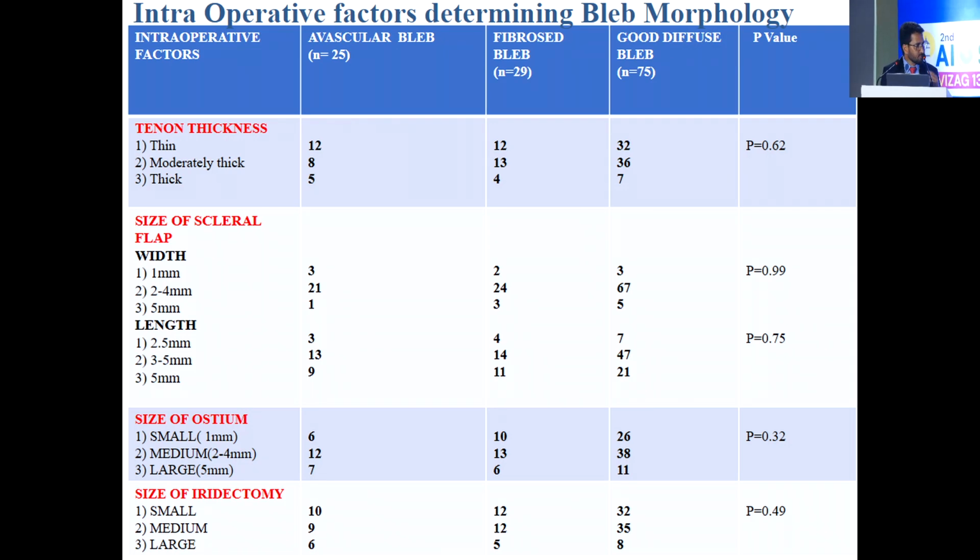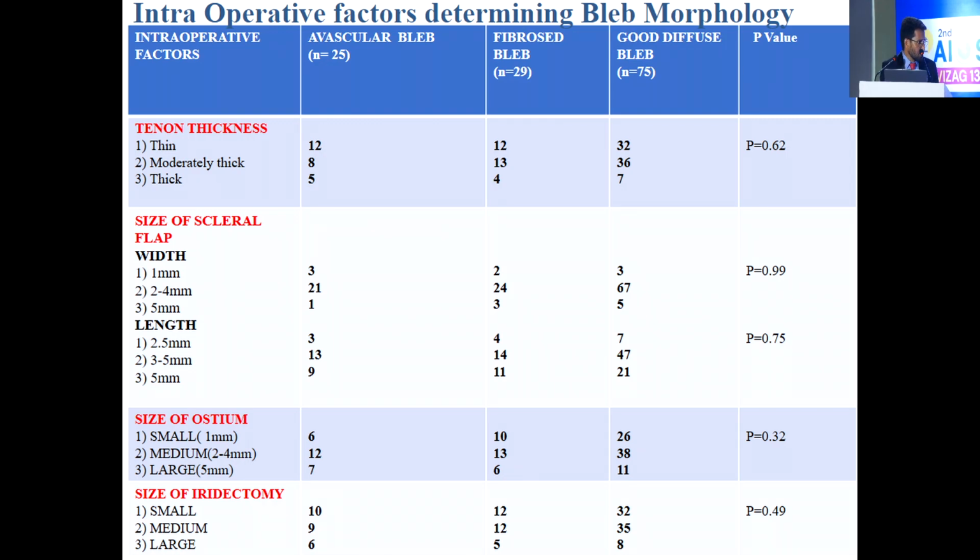And did you try to correlate the bleb morphology with, like you said, a few patients required anti-glaucoma drugs even after that? Did you correlate the bleb morphology with how well the patients were controlled? Like which bleb gave a better control, which bleb required anti-glaucoma drugs to be added on? No, ma'am, I did not evaluate any kind of that. That will be done in further follow-ups.